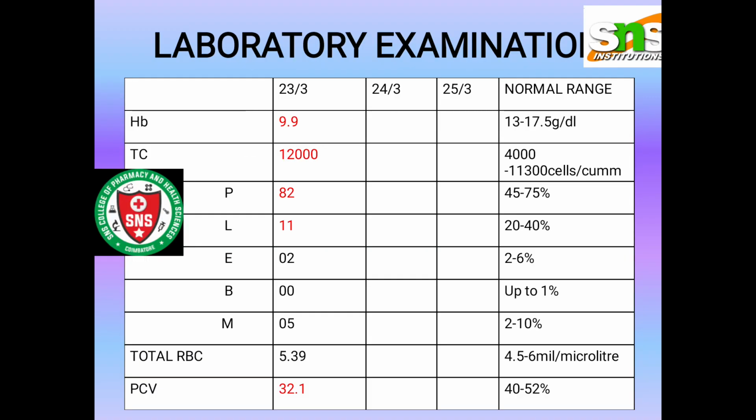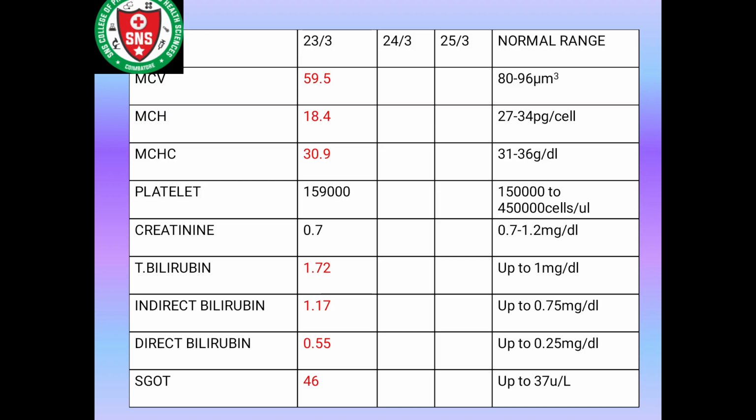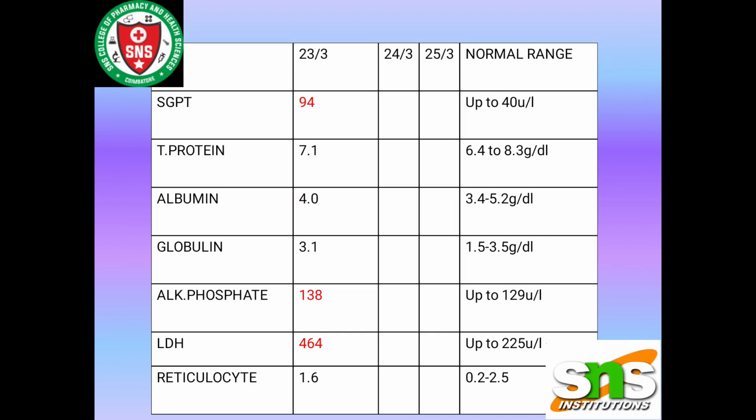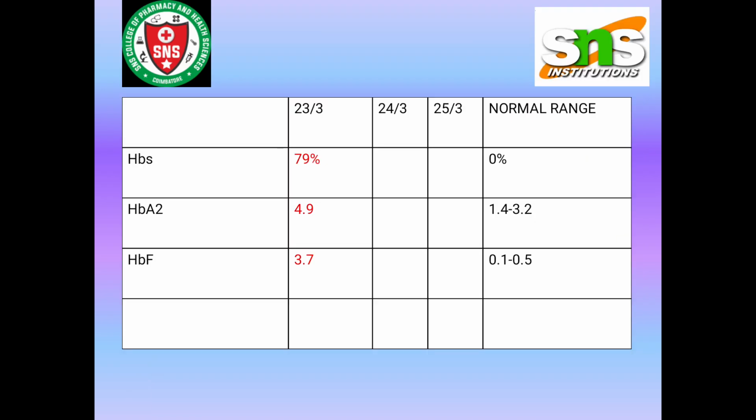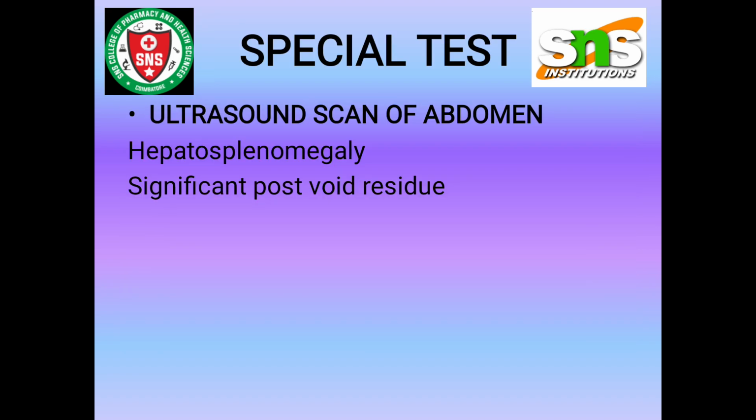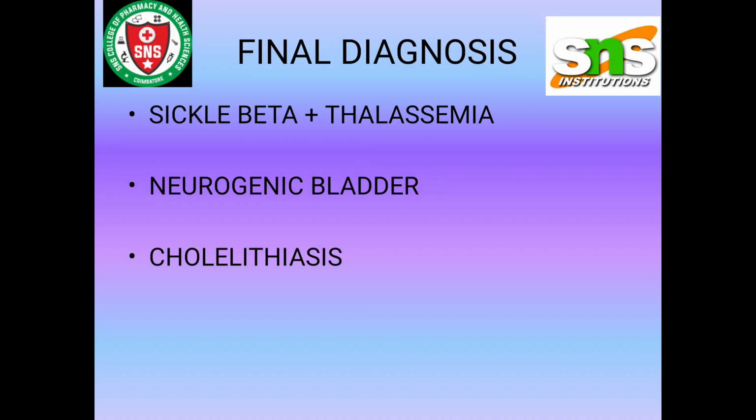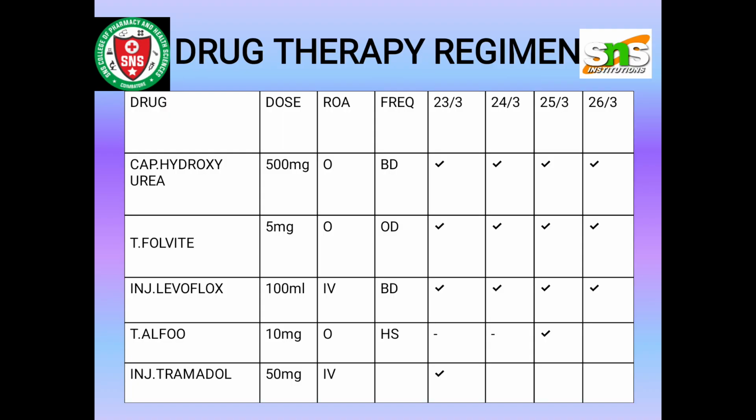Laboratory examination: HB is very low, and other investigations have been identified. See his complete blood count and special tests: ultrasound scan of abdomen shows hepatosplenomegaly and significant post-void residue. Final diagnosis: sickle beta plus thalassemia, neurogenic bladder, cholelithiasis.